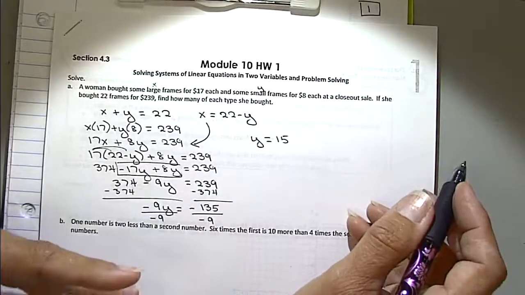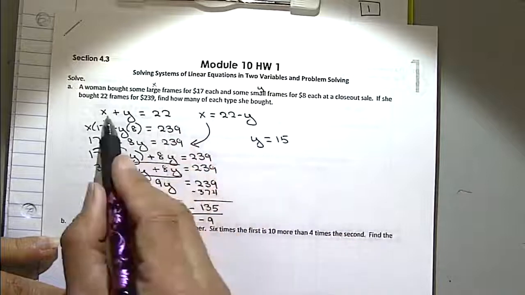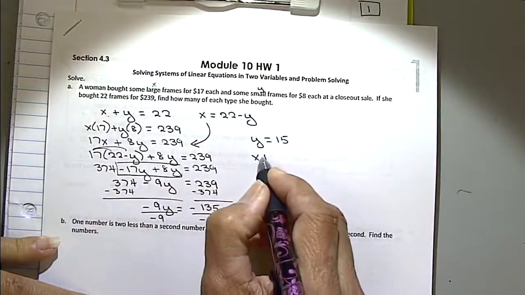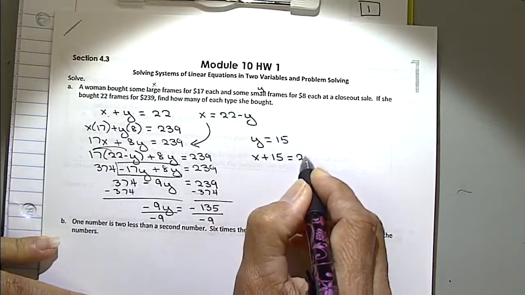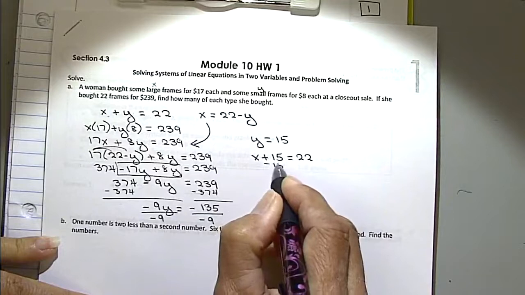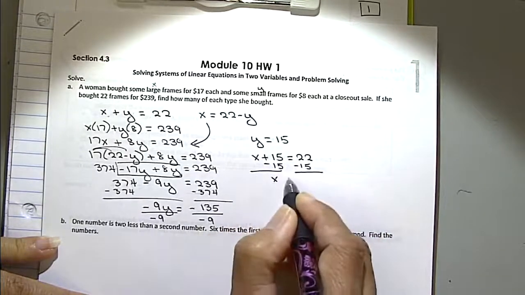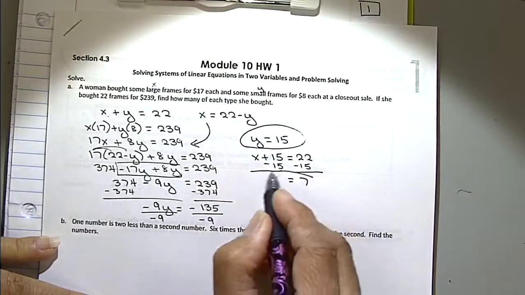Now, how do I find out how many big frames she had? Well, let's plug it into either equation, but this one's easy, isn't it? If Y is 15, then X plus 15 is equal to 22. Well, all I have to do is subtract 15 from both sides, and I find out that X here is equal to 7. How many small frames? 15. How many big frames? 7.